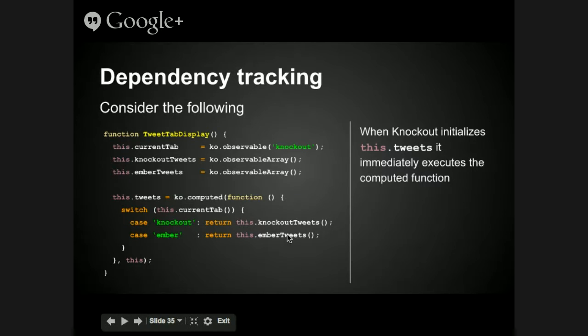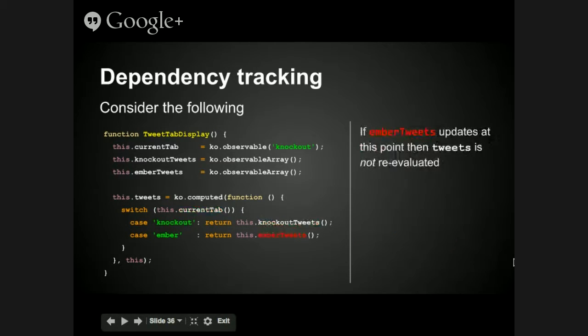So in the first evaluation of this function, Knockout binds to the current tab observable and the Knockout tweets observable and keeps track of changes to those. If Ember tweets updates, then tweets is not re-evaluated because that doesn't change the return of that function.